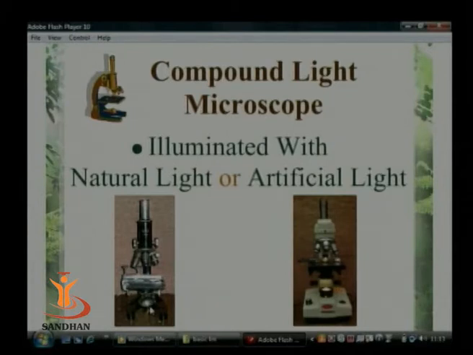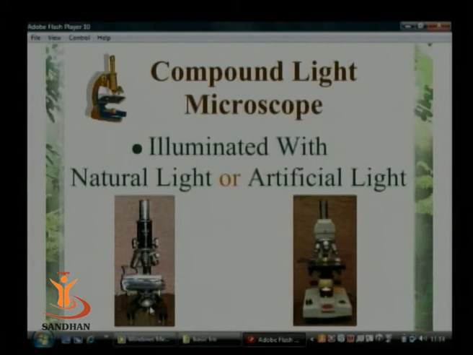Hello. As you can see on the screen, as has already been shown, there are two types of compound light microscope. Both are used very commonly. One is using daylight as the source of illumination. The second one is illuminated with artificial light, which is inbuilt in the microscope. And both are used very commonly.